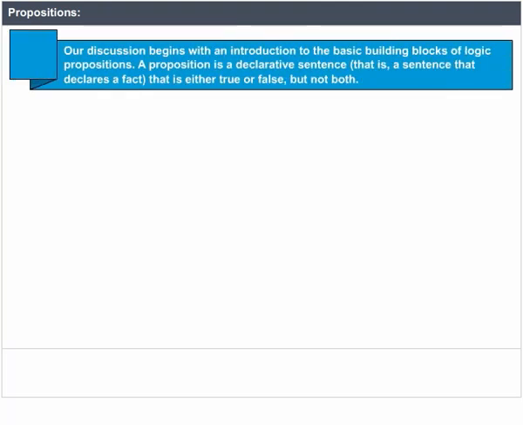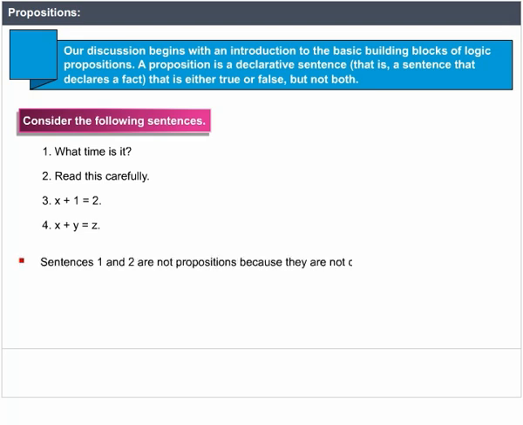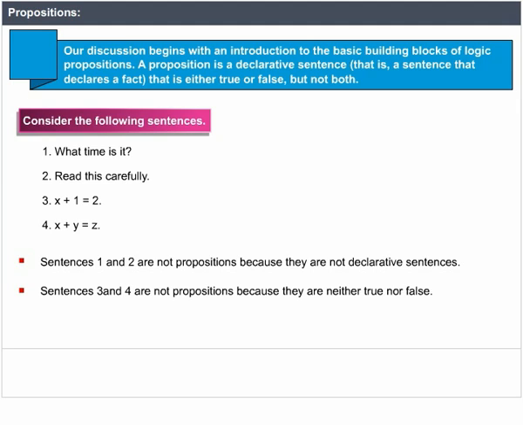Propositions. Our discussion begins with an introduction to the basic building block of logic, propositions. A proposition is a declarative sentence, that is, a sentence that declares a fact that is either true or false but not both. Consider the following sentences. Number 1: What time is it? Number 2: Read this carefully. Number 3: X plus 1 equals 2. Number 4: X plus y equals z. Sentences 1 and 2 are not propositions because they are not declarative sentences. Sentences 3 and 4 are not propositions because they are neither true nor false.